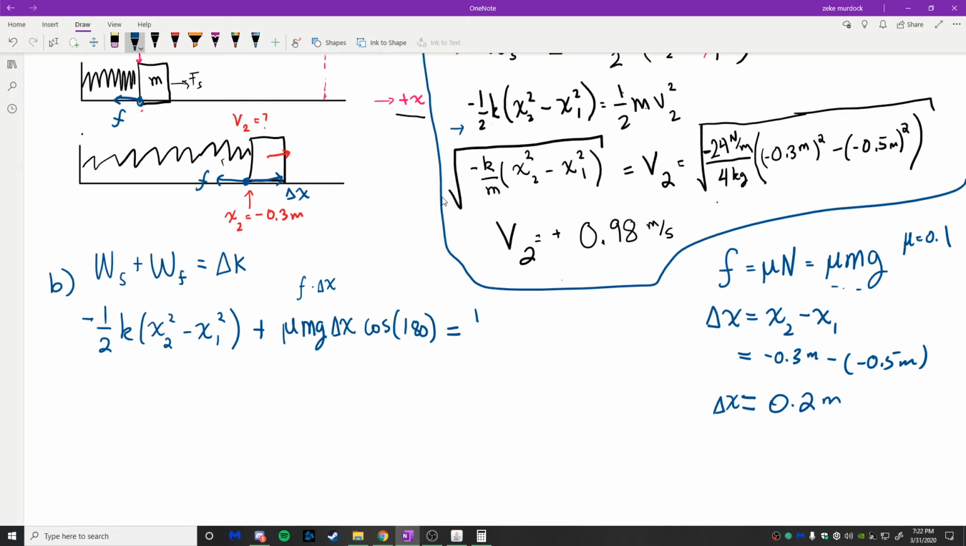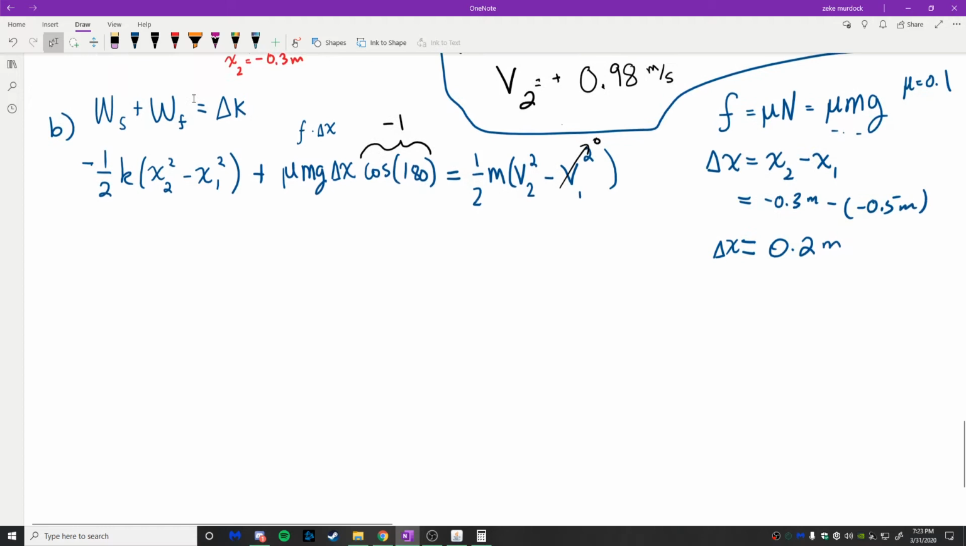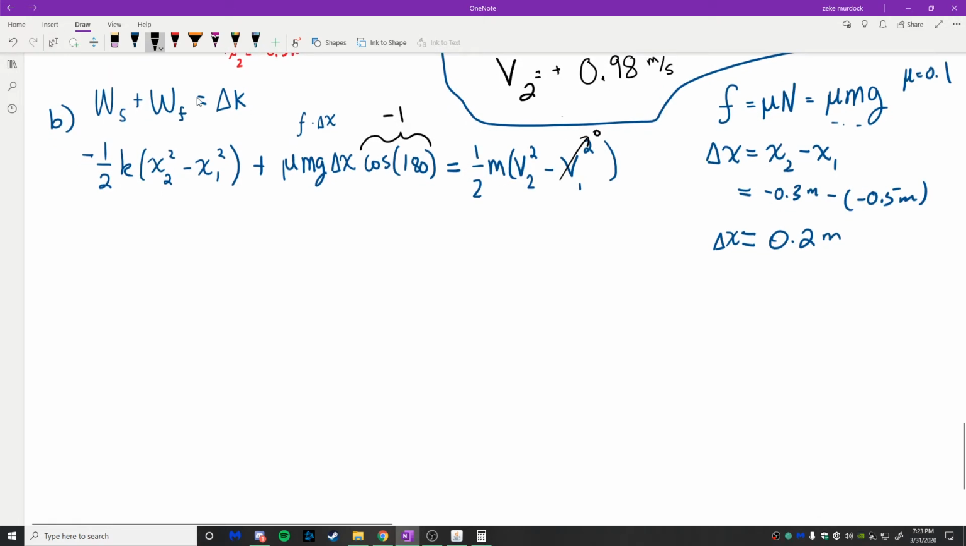And then the right-hand side stays the same: 1/2 mass times v2 squared minus v1 squared. And that's the equation we need to solve now. That's negative 1. And which one's 0? v1 is 0, right? I need to scroll up a little bit so we can still see that. But v1 was 0 right here. So that's 0. Let's solve this equation now.